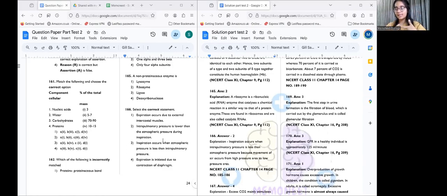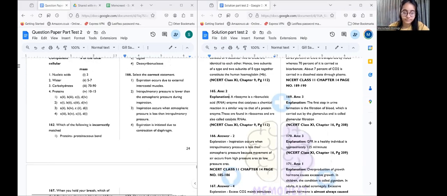So if we want to inhale air, we want to inspire, right? So what will we do? Air needs to go inside our lungs, for which it needs to be higher outside so that air goes from high pressure to a low pressure region. So intrapulmonary, meaning pressure inside the lungs, is lower than the atmospheric pressure during inspiration. Atmospheric pressure is the pressure present outside. Intrapulmonary is the pressure inside our body, inside our lungs. Since the pressure outside is higher and the pressure inside is lower, air flows from higher pressure to low pressure. Hence, making statement number 2 correct.